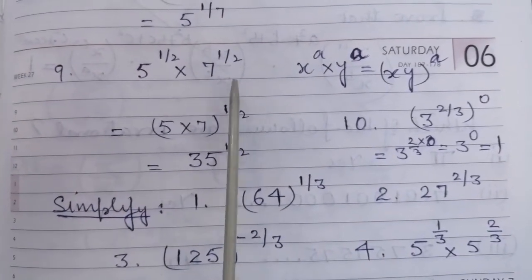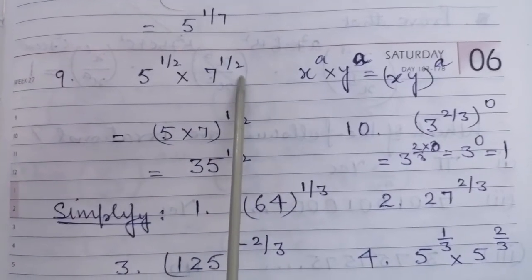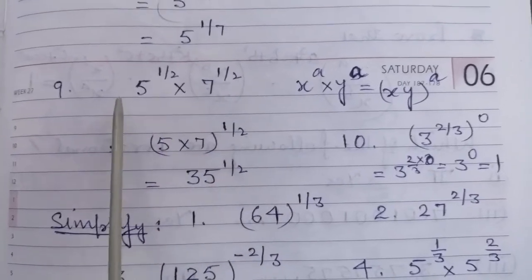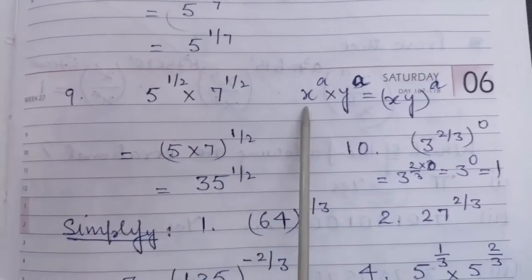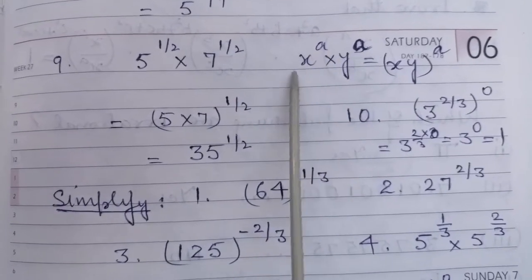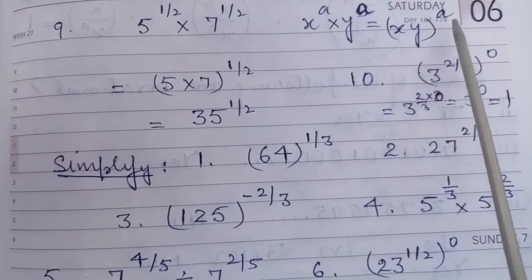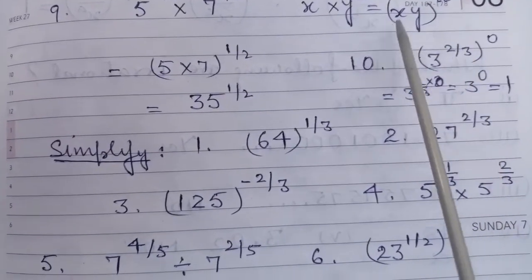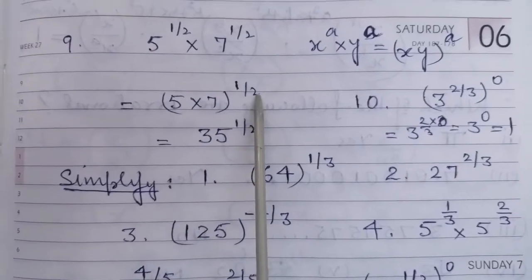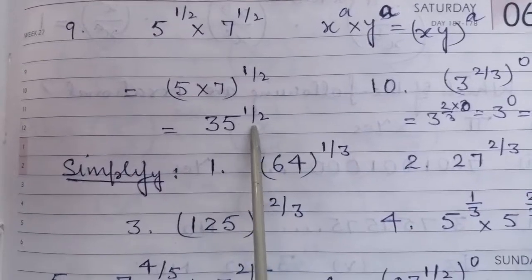Next question is we have 5 raised to power 1 over 2 multiplied by 7 raised to power 1 over 2. Right? Now see, here the powers are same but bases are different. So we can use the formula x raised to power a into y raised to power a. Powers are same, bases are different. Right? So we can multiply the bases and whole raised to power this a as it is. So xy raised to power a. So here 5 into 7 whole raised to power 1 over 2. 5 into 7 will be 35. So 35 raised to power 1 upon 2.